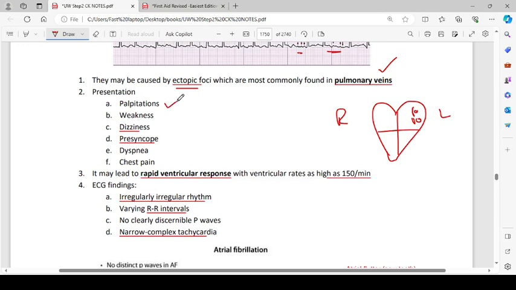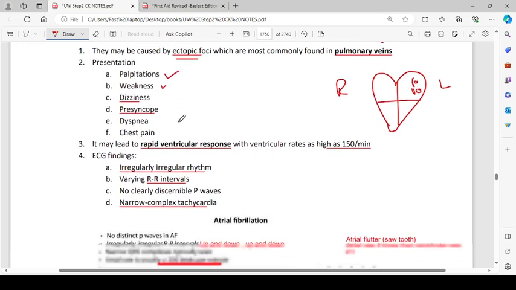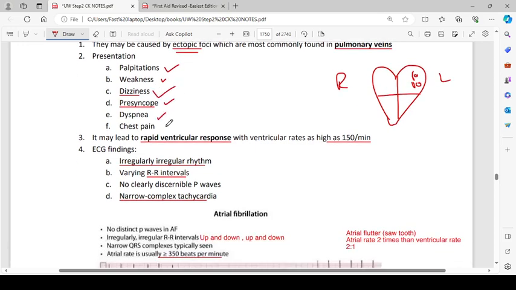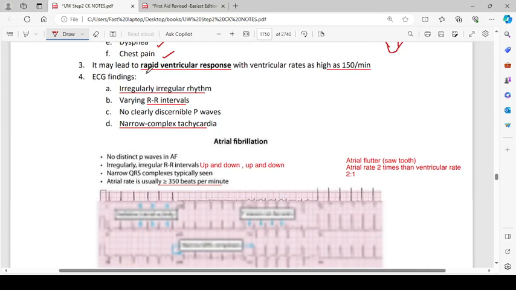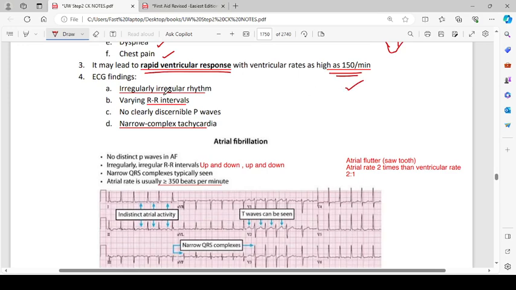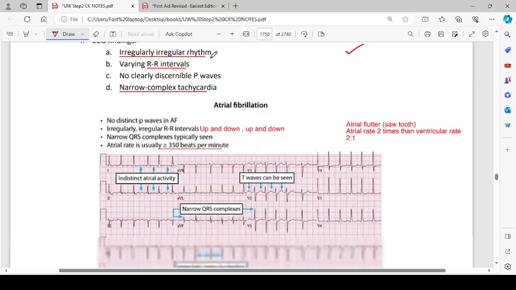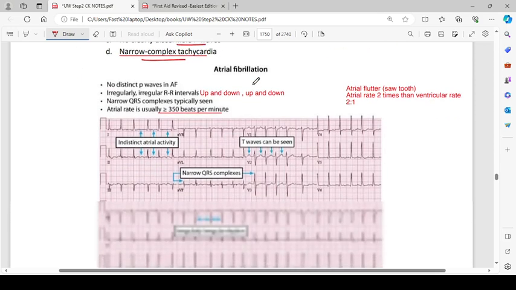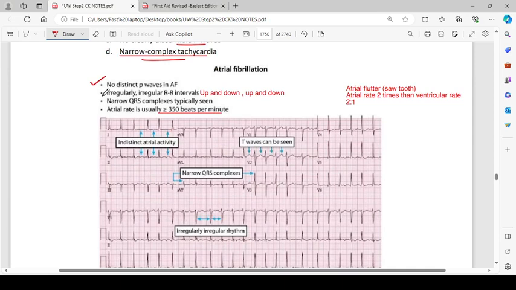The presentation is palpitations, weakness, dizziness, presyncope, dyspnea, and chest pain. It may lead to rapid ventricular response with ventricular rates as high as 150 per minute. ECG findings will show irregular rhythm, varying RR interval, no clearly discernible P waves, and narrow complex tachycardia. In atrial fibrillation, we won't find any distinct P waves, and the RR interval is irregular.